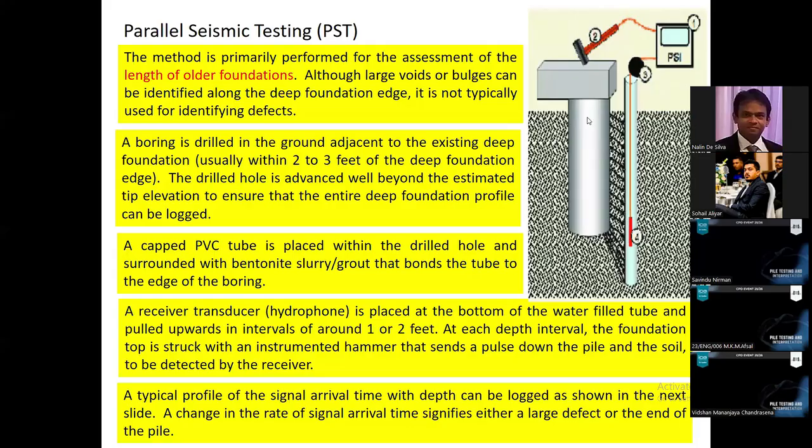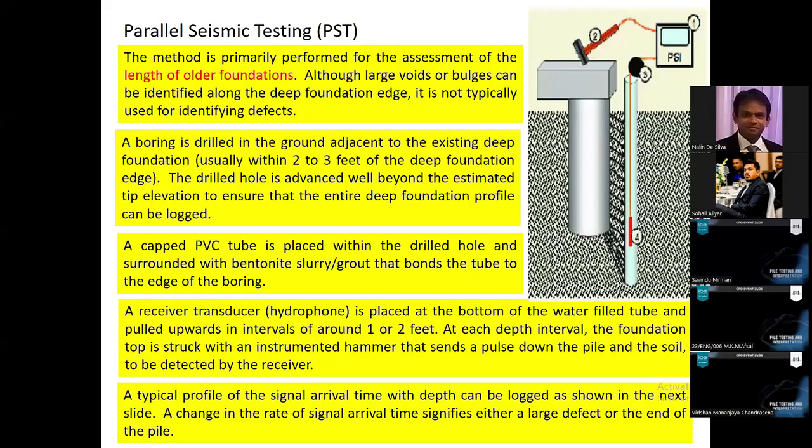So you need to do some additional floors, or some repair work or whatever. You have to have an idea about the condition of the existing pile foundation. So in such a case, this parallel seismic testing comes in handy. So we need to drill a borehole, right, adjacent to the pile to be tested. This is the pile to be tested. Already it is integrated into the superstructure, right?